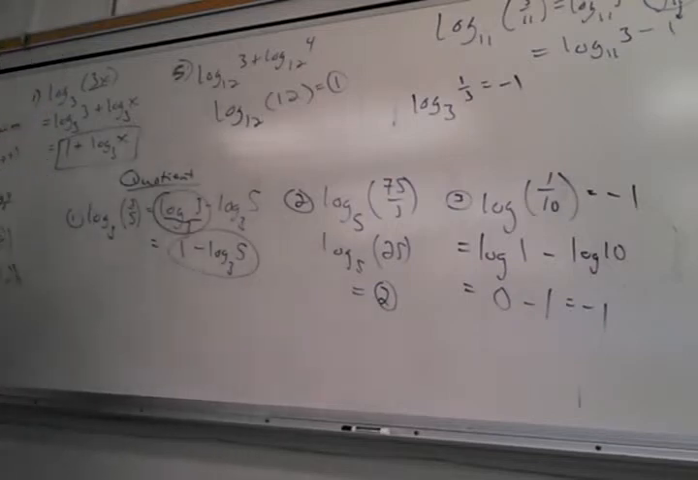Log of 1 is 0. Log base anything of 1 is 0 because anything to the 0 power is 1, and of course the base can't be 0. You with me? All right. You can't have a base of 0 on a log anyway, so it's all good. So that's just a fact.